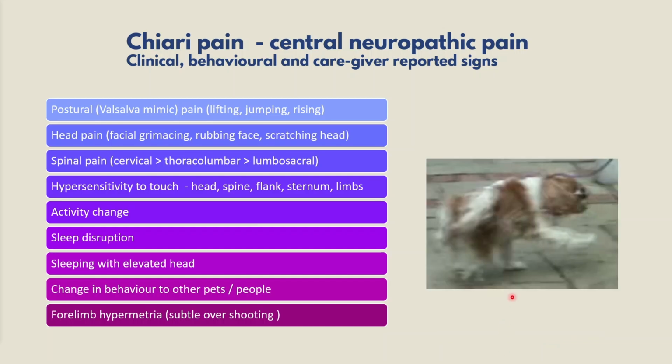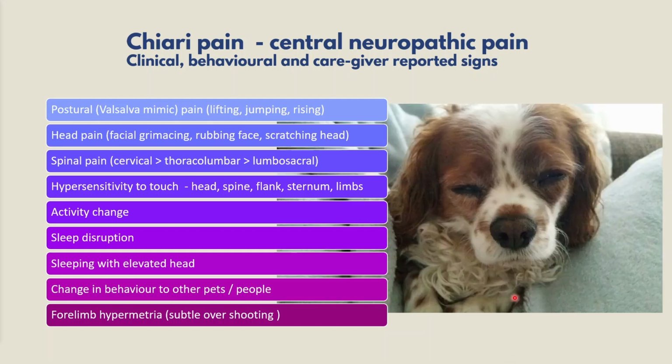And they may also, because of the compression on the cerebellum, have a subtle forelimb hypermetria. So you can see this increased joint flexion here, and increased tone in this dog because of damage to the information going to the cerebellum.